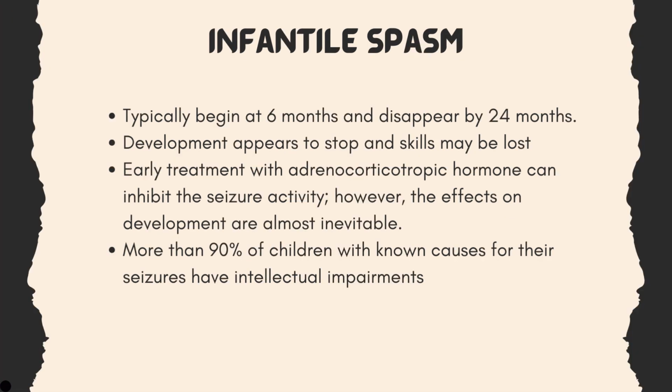Infantile spasms pose a serious threat to development. They typically begin at 6 months and disappear by 24 months. During this time, development appears to stop and skills may be lost. Early treatment with adrenocorticotropic hormone can inhibit the seizure activity. However, the effects on development are almost inevitable. More than 90% of children with known causes for their seizures have intellectual impairment.